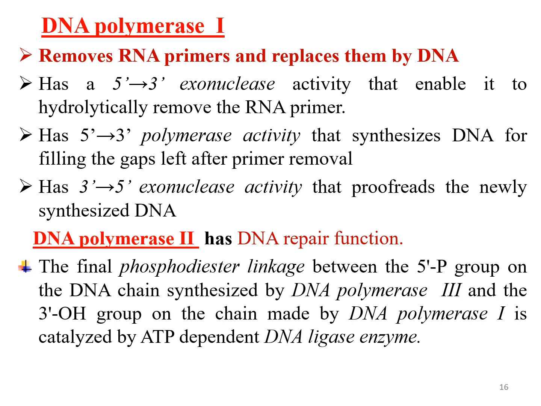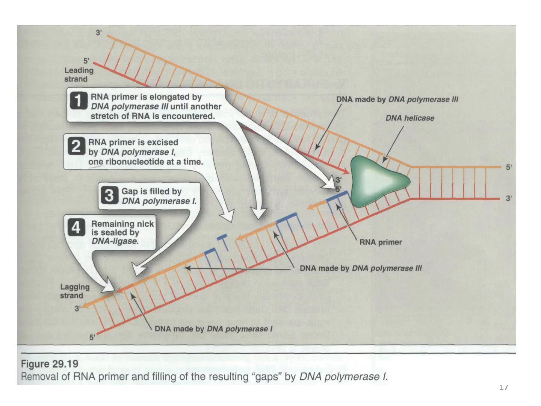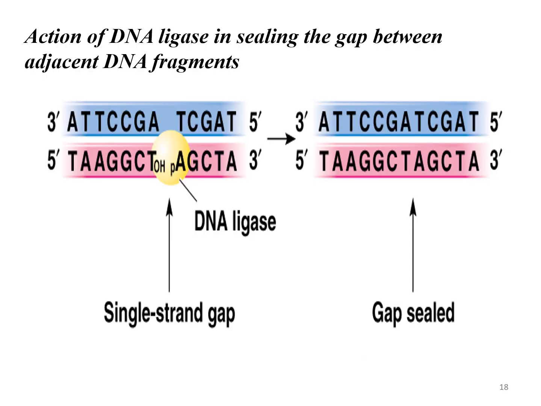So the final phosphodiester linkage between the 5'-phosphate group on the DNA chain synthesized by DNA polymerase 3 and the 3'-OH group on the chain made by DNA polymerase 1 is catalyzed by ATP-dependent DNA ligase. DNA ligase can be used for what? Joining the two fragments or strands. So the action of DNA ligase is sealing the gap between the adjacent DNA fragments so as to produce what? The double helix DNA structure.